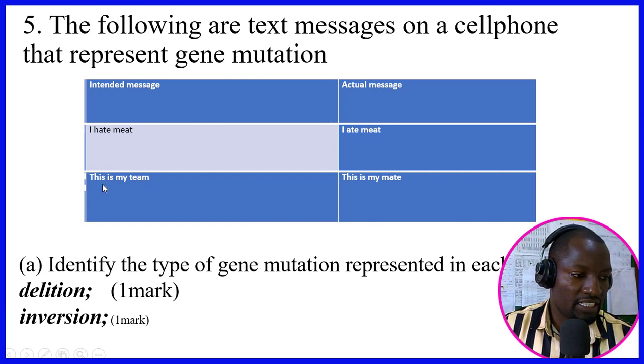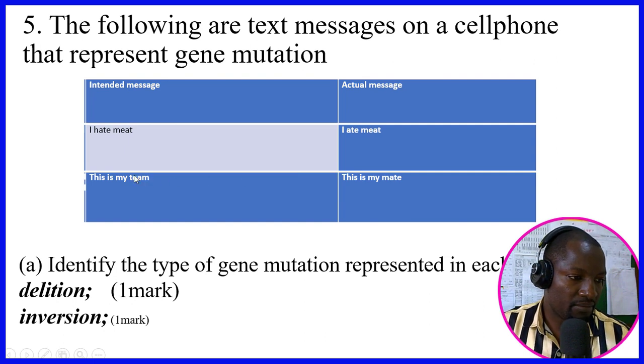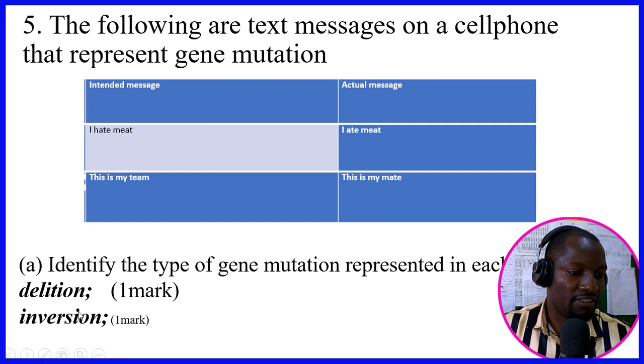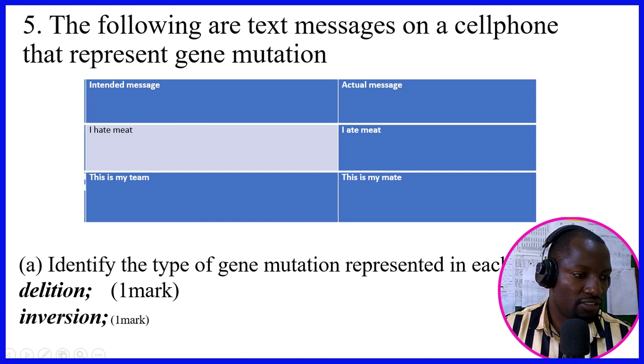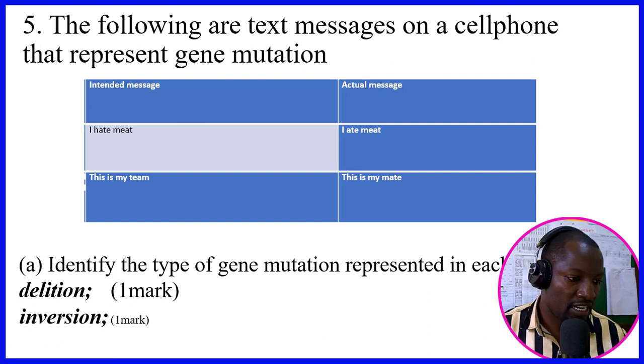The second one, "This is my team." "This is my mate." When you look at the word team, and then you look at the word mate here, they have the same alphabet. But the rearrangement is done. This one is TEM. This one is MATE. So that is inversion at that level.